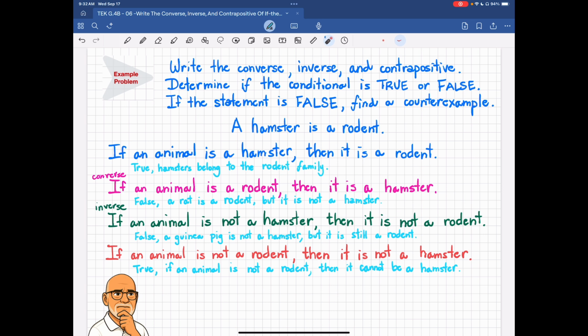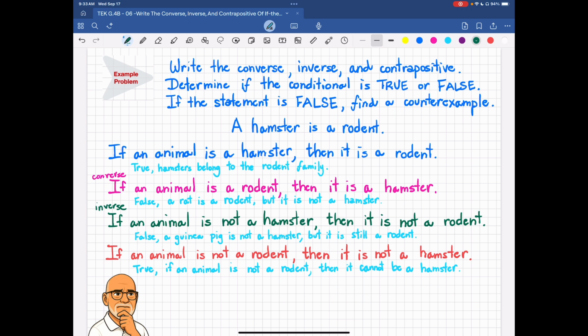So looking at the statement, if an animal is not a hamster, we could have an animal that's a rat. If an animal's a rat, it is a rodent. But this statement says if an animal's not a hamster, then it's not a rodent. But a rat is a rodent. Or a guinea pig. We could use a guinea pig this time. A guinea pig is not a hamster, but it's still a rodent. So that turns this statement false, and the guinea pig would be my counterexample.